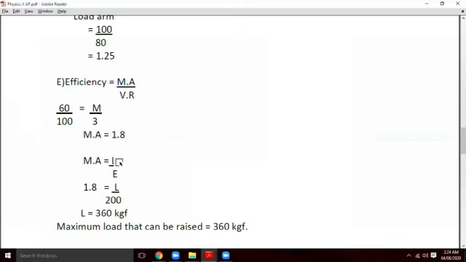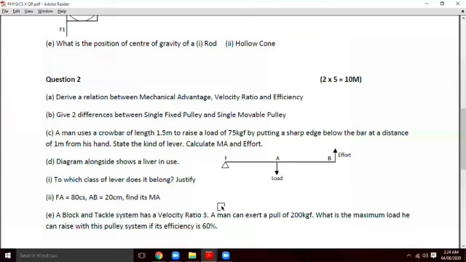We also know mechanical advantage formula is load upon effort. Effort given to us is 200. So therefore the load works out to be 200 into 1.8, which is 360 kgf. So therefore we say the maximum load that can be raised by using this arrangement is 360 kgf. If this is the method that you followed and if you got the right answer, please award yourself 2 marks.